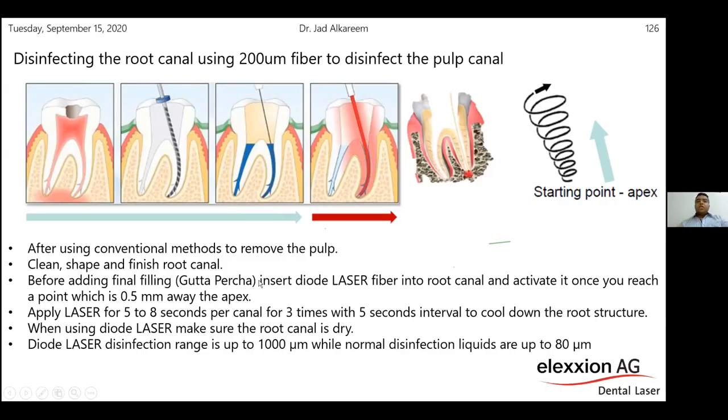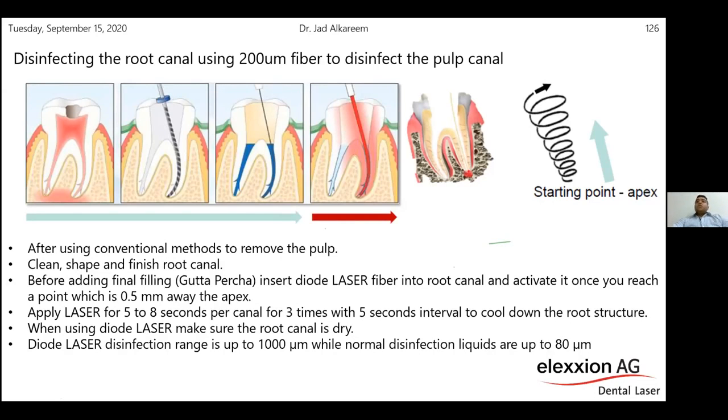Each canal should take between 5 up to 8 seconds, and you can repeat this process, but you have to give enough time, like 5 seconds between each treatment, so the tissue can cool down. The advantage of diode laser disinfection compared to normal disinfection liquids is that it gives you a disinfection range up to 1000 micrometers. But normal disinfection liquids give you only up to 80 micrometers. So the laser can give a better and wider disinfection range.